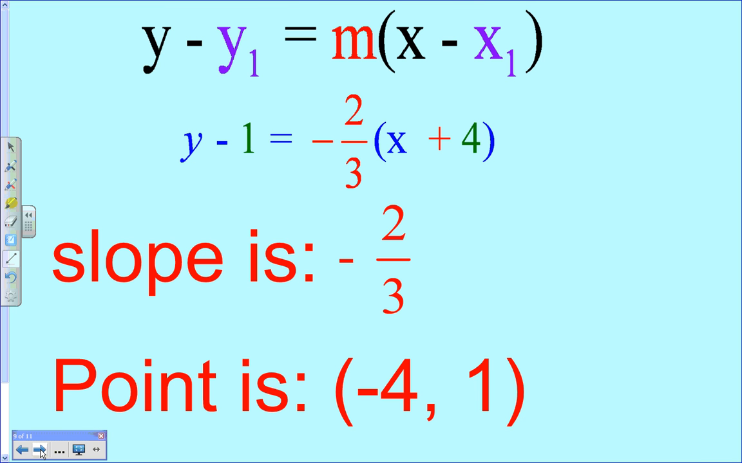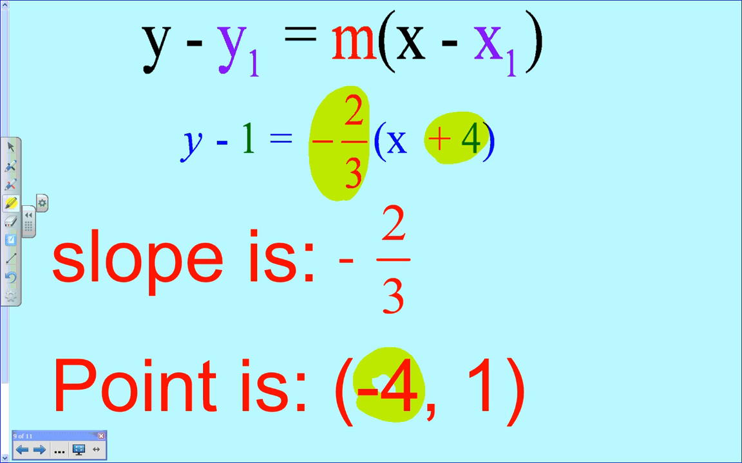Here's a second example. Y minus 1 equals negative 2/3 times x plus 4. This time you can see, when we look at this, the slope is still in front of the quantity x plus 4. The slope is negative 2/3. With the x in the parentheses is a plus 4. The opposite of that will be a negative 4.